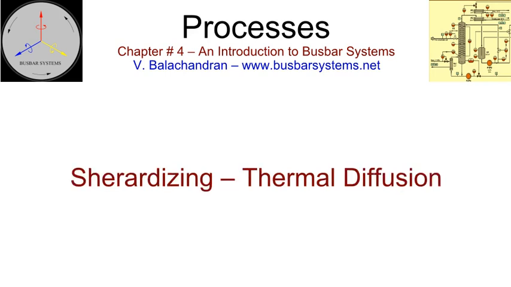Sheridizing, thermal diffusion. Sheridizing is a process wherein zinc gets diffused into the steel component at elevated temperature. Steel components along with zinc dust and inert filler are heated to about 500 degrees Celsius and placed in a rotating drum. Zinc evaporates at 300 degrees Celsius and diffuses into the steel substrate.